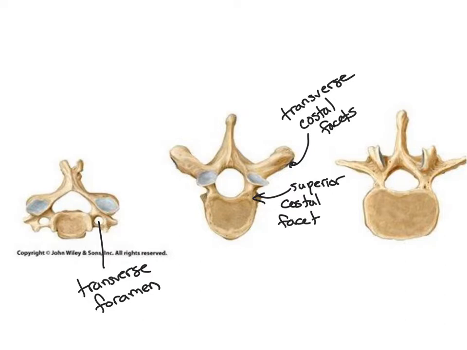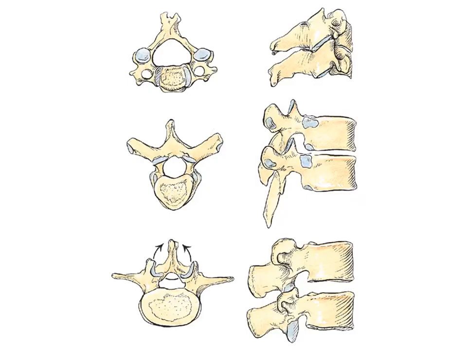Those are the 2 places where our ribs will articulate with the thoracic spine. Looking again at the 3 types of vertebrae, at the top we have our cervical, which we can identify by the bifid spinous process. We have our thoracic and our lumbar.